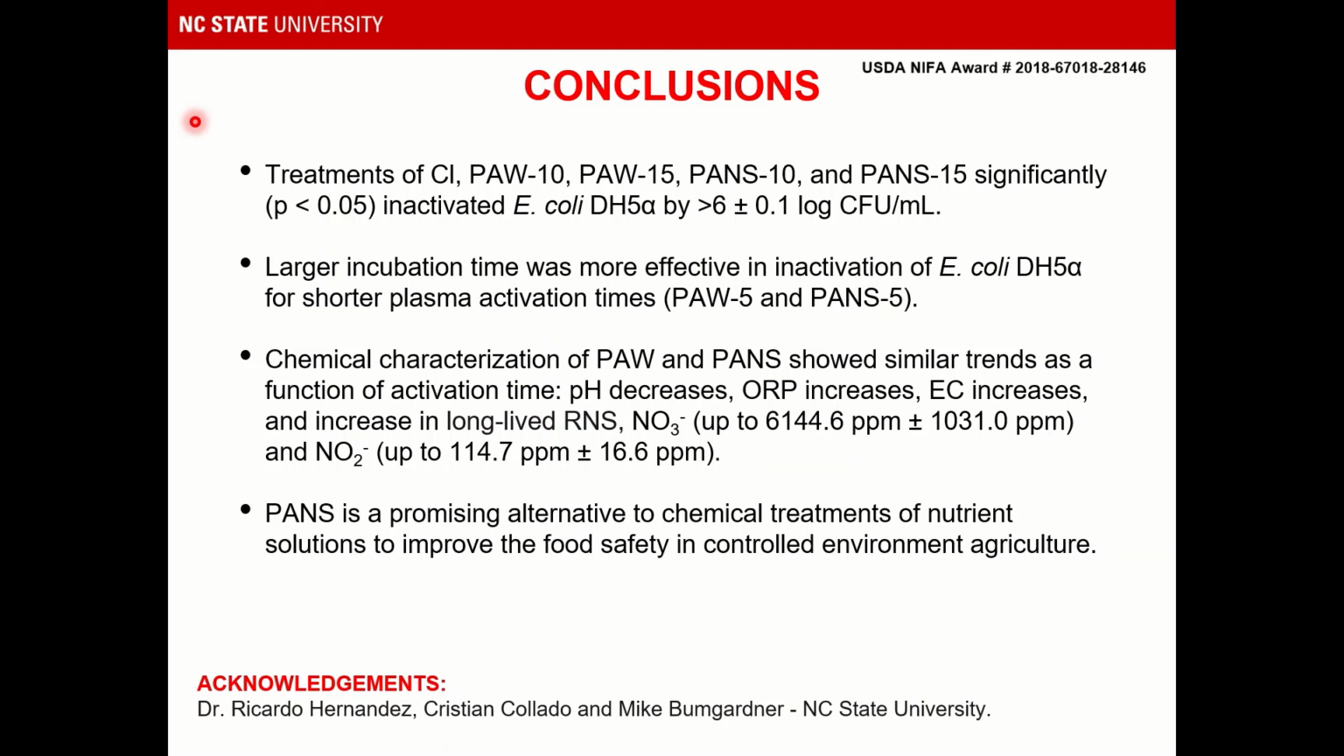For chemical characterization of PAW and PANS, we see similar trends of pH decreasing, ORP increasing, EC increasing, and NO3 and NO2 increasing. PANS is a promising alternative to chemical treatments of nutrient solution to improve the food safety in controlled environment agriculture.